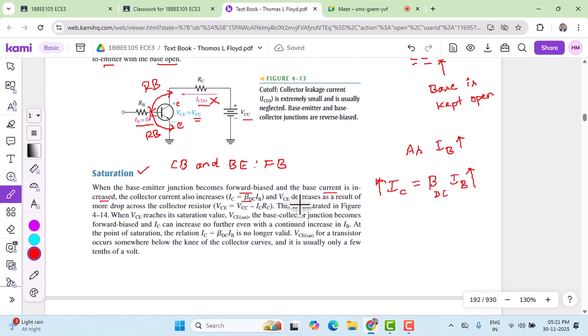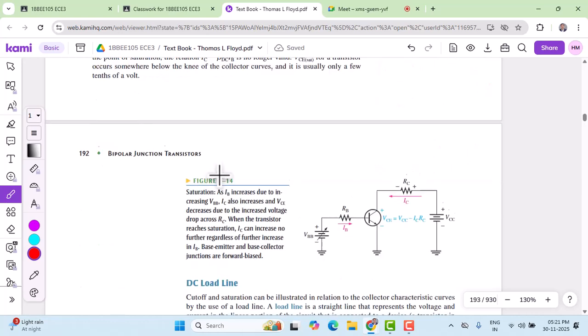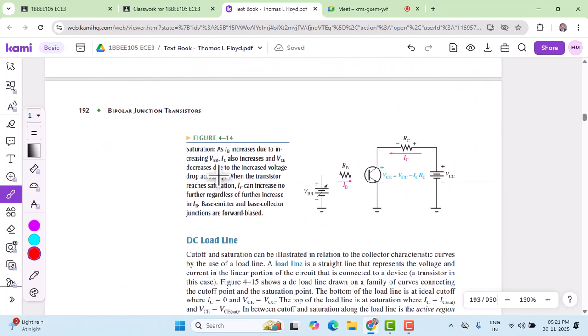But let us see what will happen to the collector emitter voltage. The collector emitter voltage is given by this equation, which can be easily obtained by applying KVL to this loop. So we have a circuit to show in saturation. I'll just project it here. Here is a circuit that shows the BJT is operated in the saturation region.